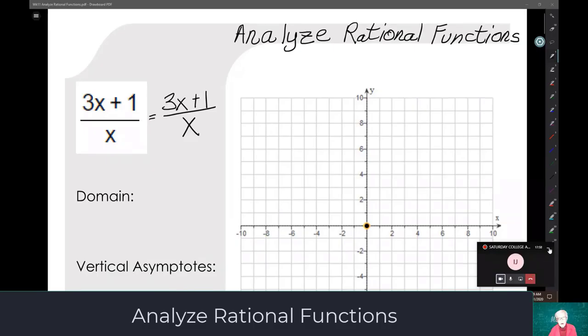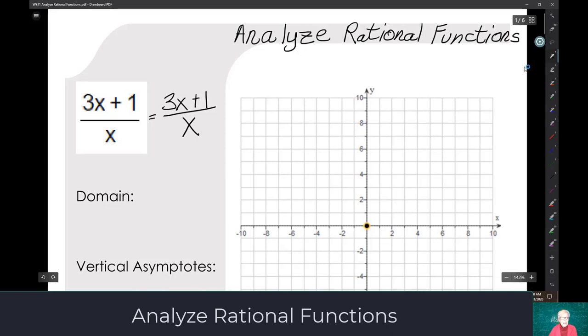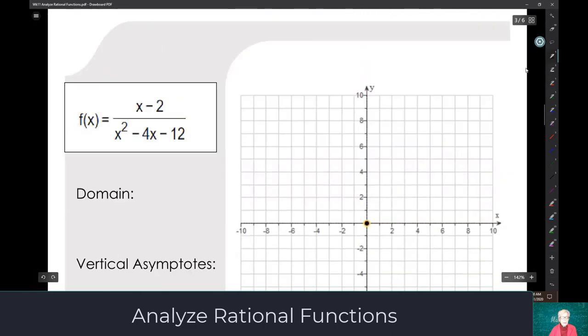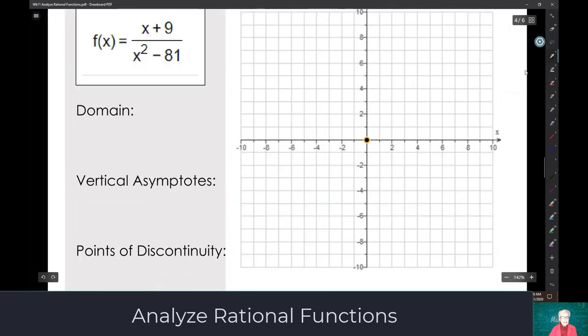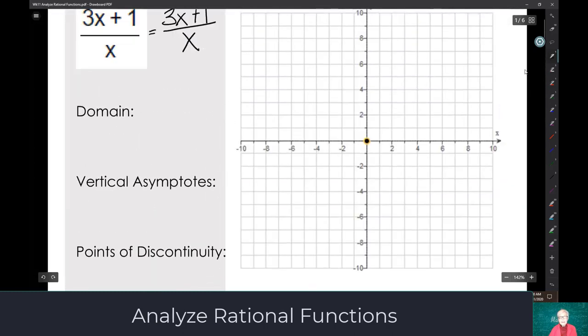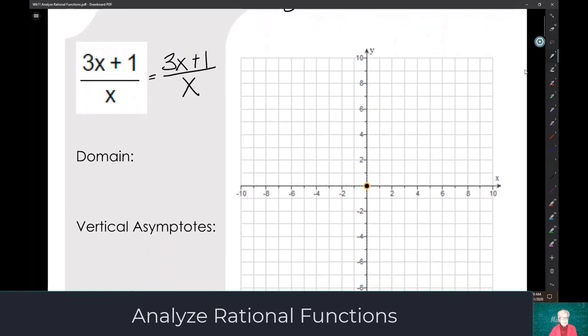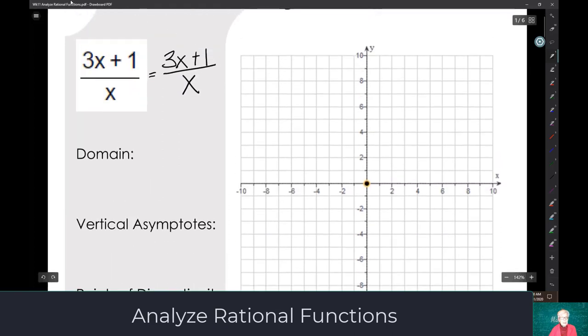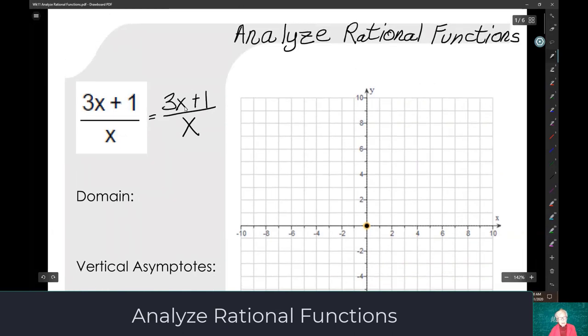So here we are. And we're going to start by analyzing over and over again, actually. I have a whole bunch of them here, about six. Analyzing rational functions. So yeah, I thought that was a little blurry, so I rewrote it. The first rational function we're going to analyze is 3x plus 1 over x.